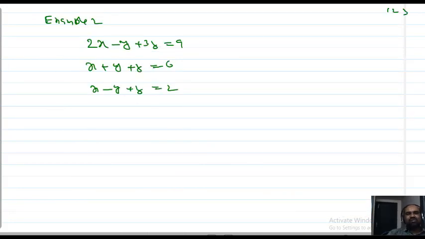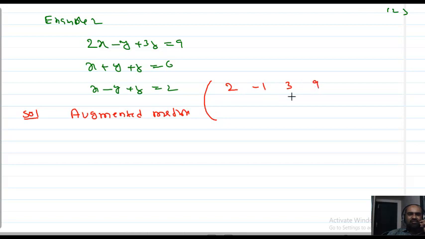Okay, one more problem, no? Because this method is difficult for us, that's why I want to explain one more problem. Here example 2, augmented matrix I want to write first of all. 2 minus 1 3 9, 1 1 1 6, 1 minus 1 1 2. Okay, somewhat easy, all ones are there, no problem. So you want to convert this into echelon form by using row transformations.